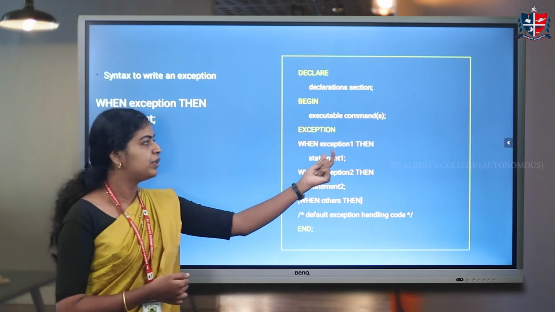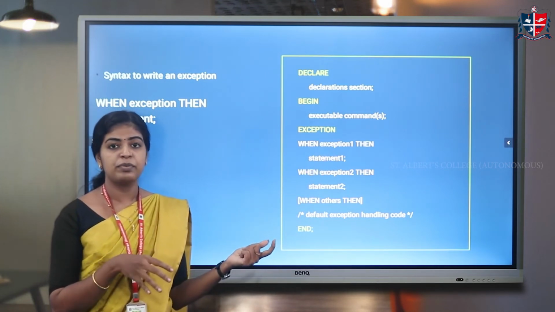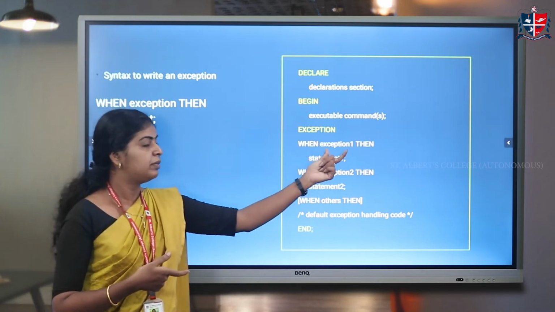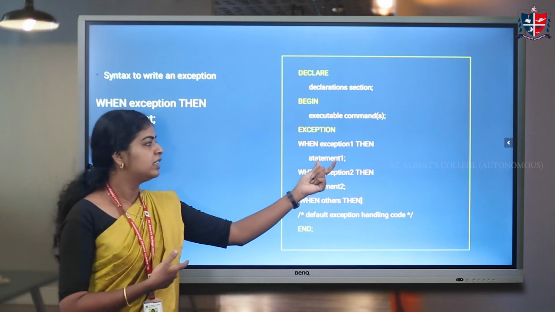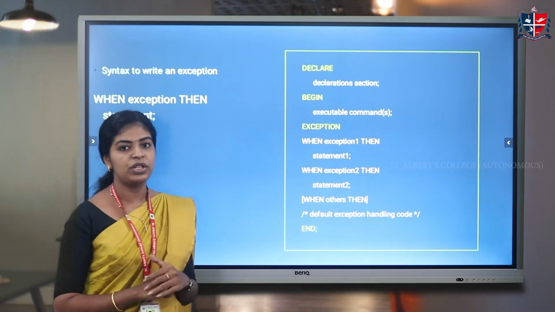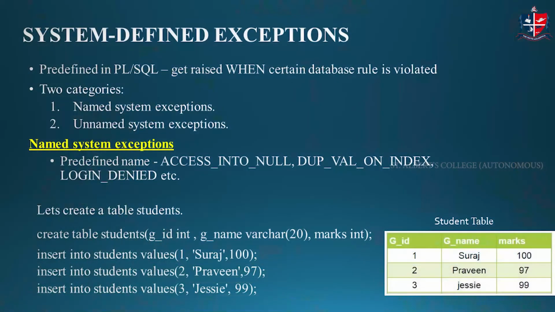Suppose I executed my program and an exception occurred. That exception will be this exception 1. After that, if exception 1 occurs, I need to run the statement 1 code. In this way we can run this PLSQL program.